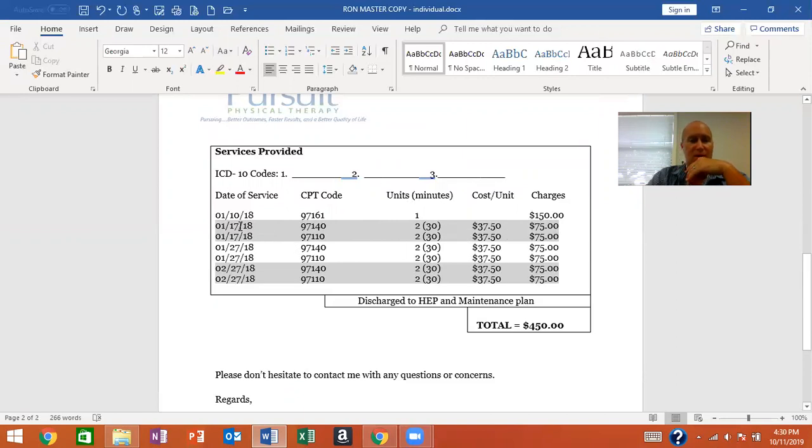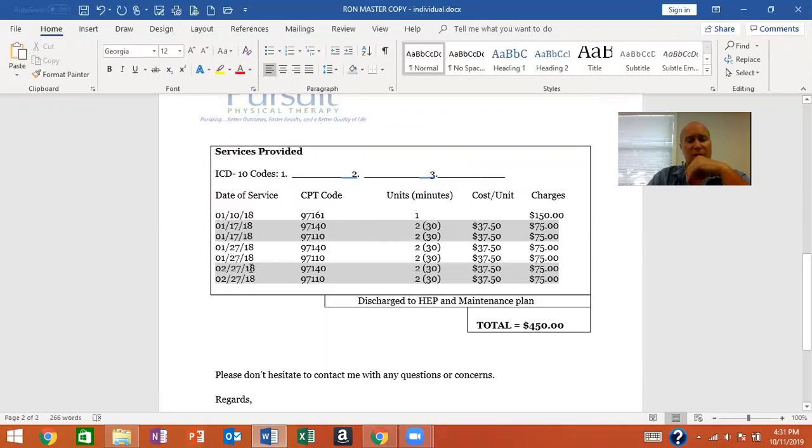So I only do two things. I do manual therapy and Therex. I keep it simple, stupid. On the 17th was the first visit. I did manual therapy, two units, and I just say I charge $150 a visit. So I did two units of manual, two units of Therex, bam, $150.